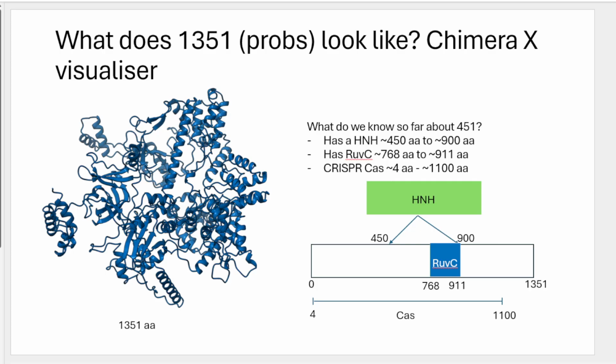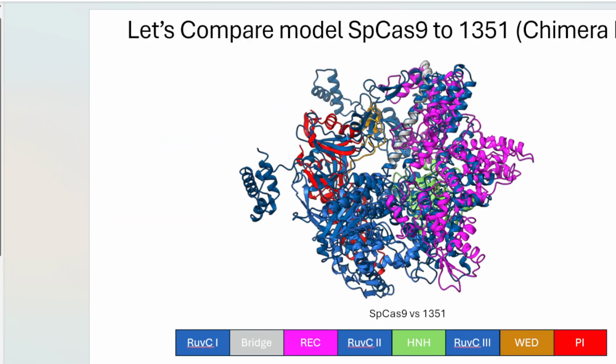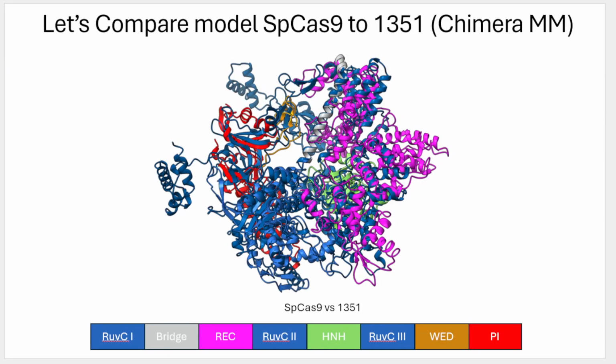And so you can see how you can visualize the information that you've got based off everything that we've done so far, based off the very limited information that we've got so far. And so let's compare SpCas9 to 1351, and what we get. Once again, we've got this weird growth being weird and not conforming to SpCas9, but that's fine. Let's bring up ChimeraX. Oh yes, I use a Chimera MM, that's why.